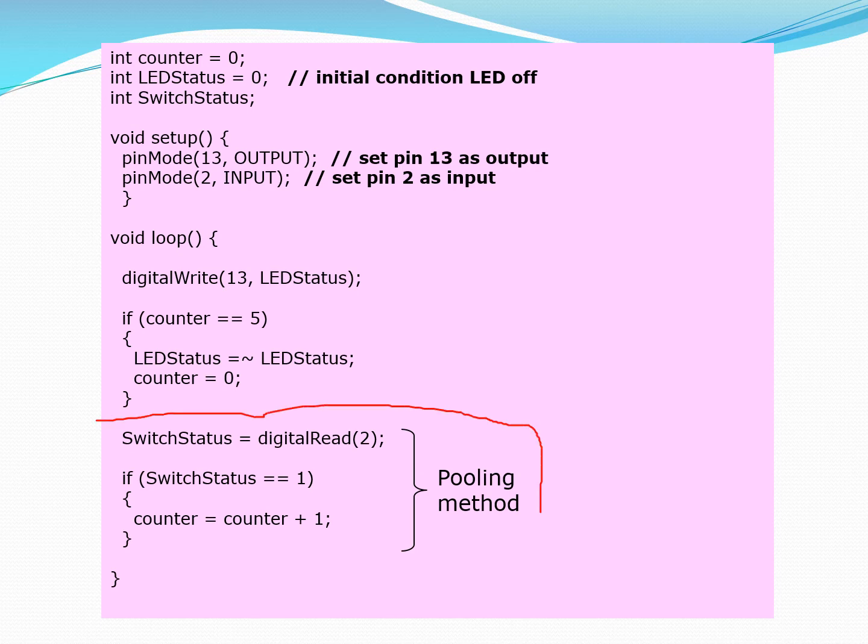This is the polling method. And just now, the polling method was mentioned as monitoring the state. So we can see this is the state of the switch button. When the switch button is pressed 5 times, the LED will light up, and another 5 times the switch button is pressed to light off the LED.